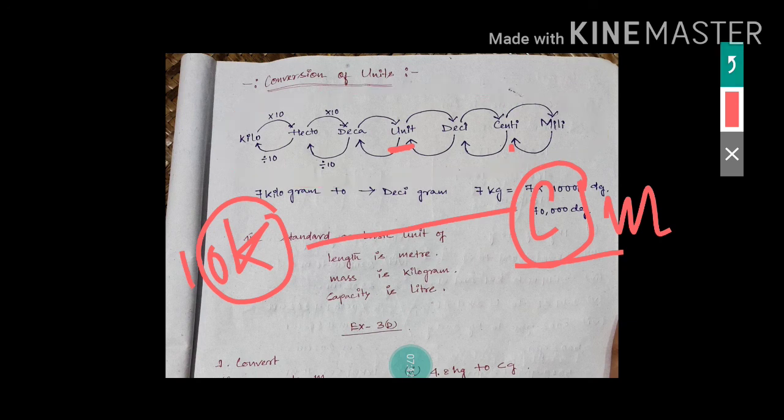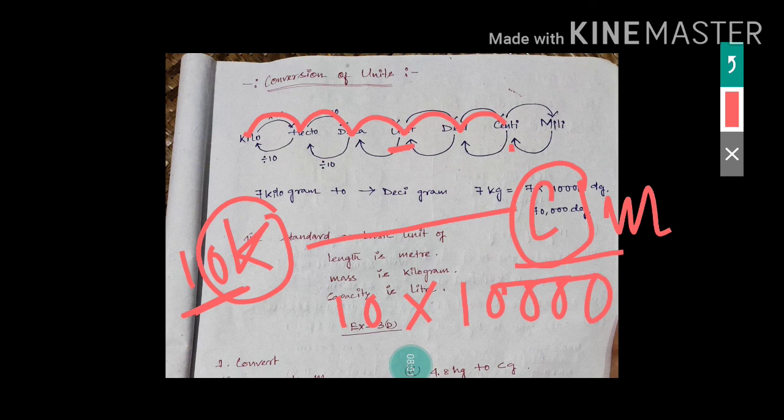Now you check kilo to centi, you are moving to centi. So you check how many jumps there are: 1, 2, 3, 4, 5. Five jumps. That means with this number, 10, you have to multiply by five zeros. We are getting 5 jumps, so five 0s will be there. So this will be centimeter. Like this you have to convert.